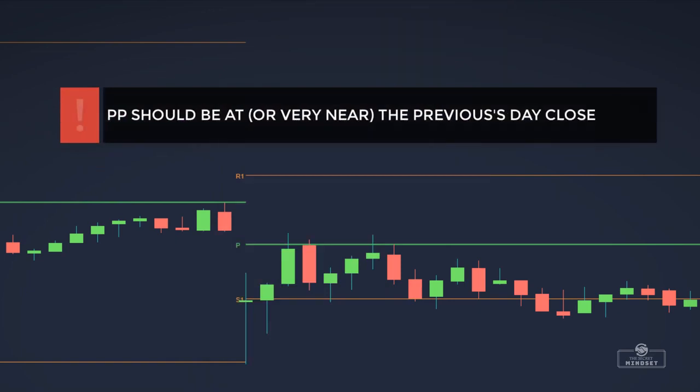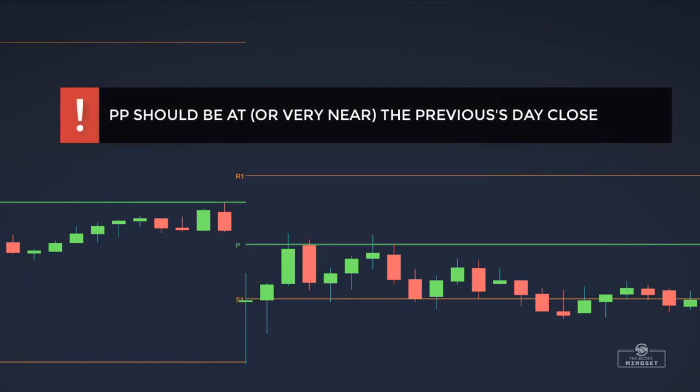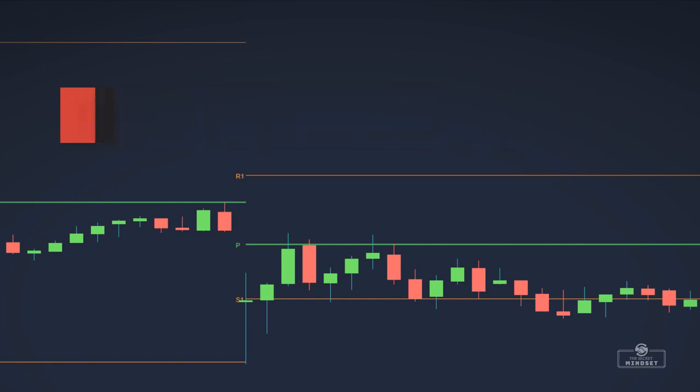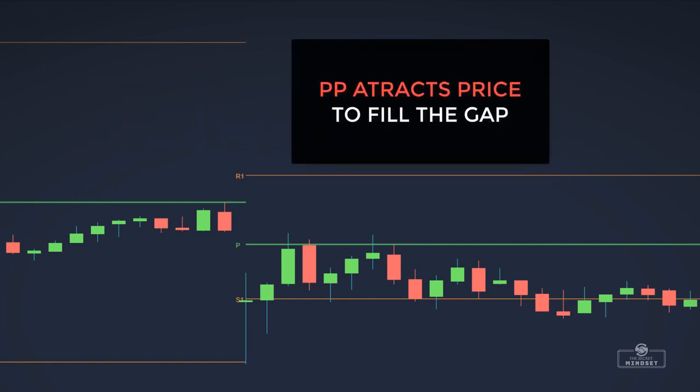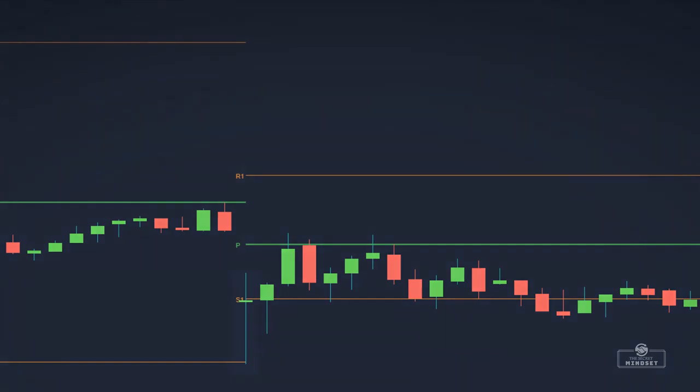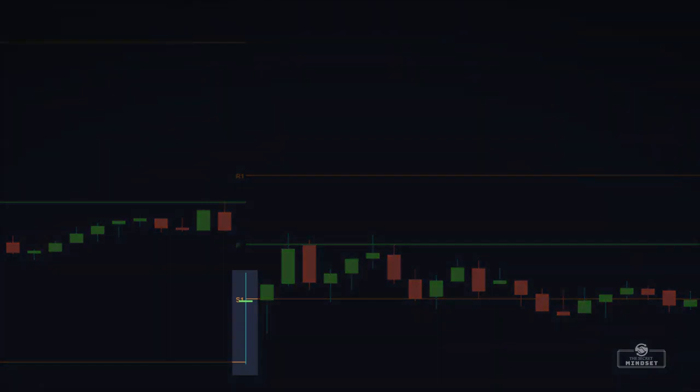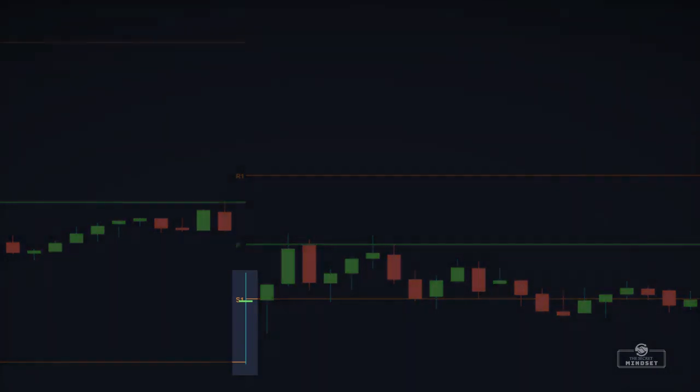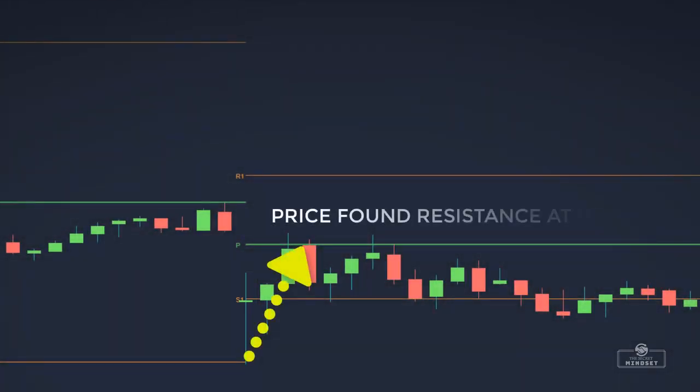The central pivot placement should be at or very near the previous day closing price. When this is the case, the central pivot point helps attract price to fill the gap. The bullish reversal setup triggered a buy entry on this day as the price reached the central pivot point before finding resistance.